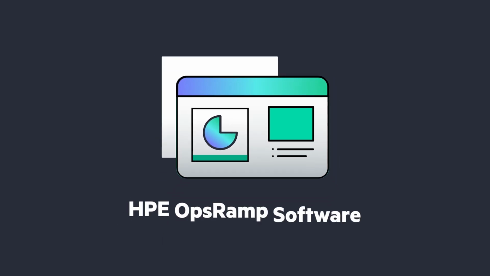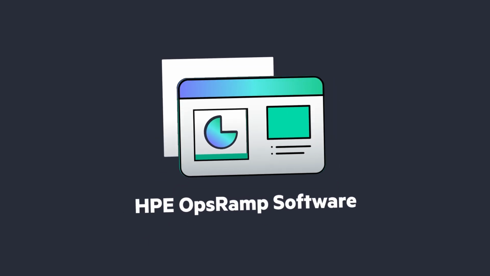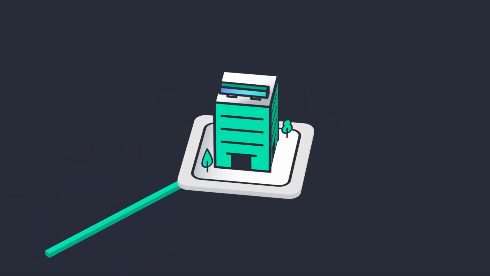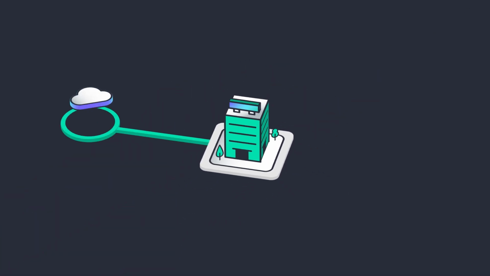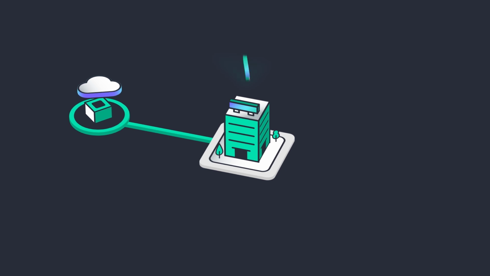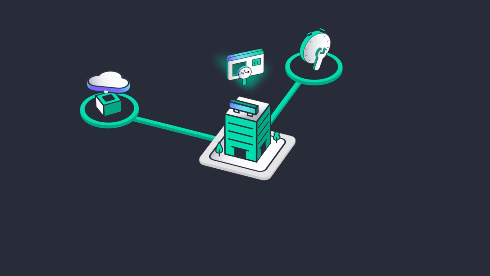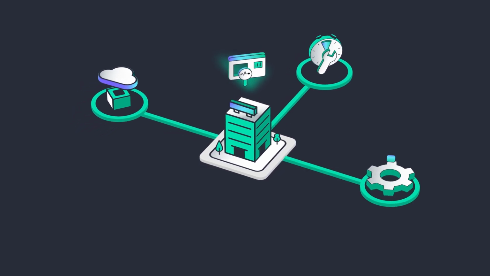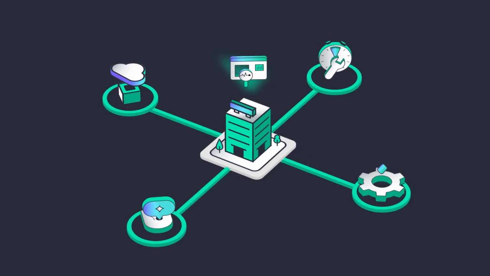This is HPE OpsRamp software in action, helping enterprise IT teams and service providers master hybrid cloud operations through unified visibility, faster fixes, intelligent automation, and a Gen AI Operations Copilot.